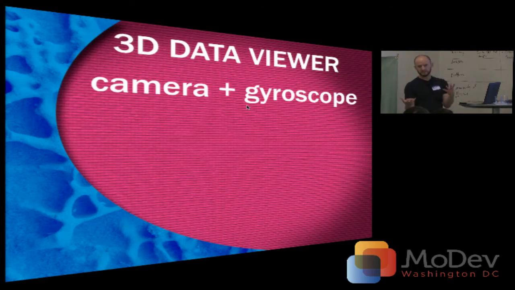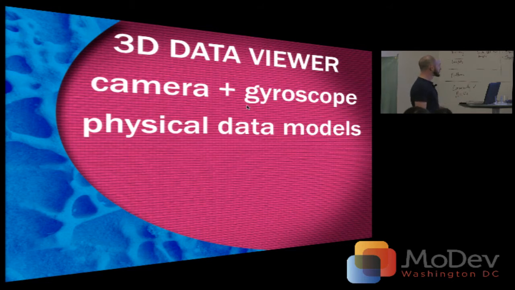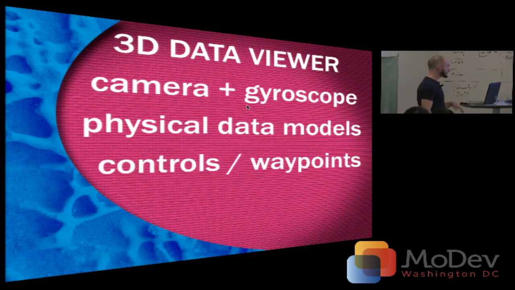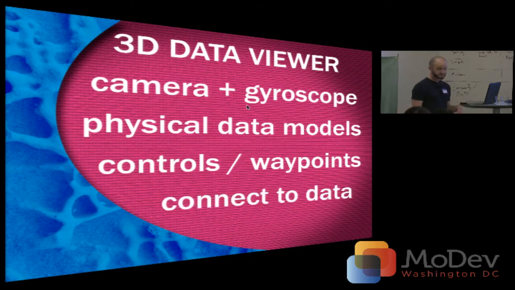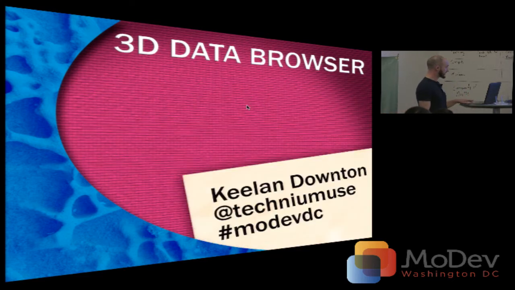The basic components to build this: I took the camera from the Unity 3D environment and attached it to a gyroscope with a script. Then I dropped in a couple physical models that I obtained from the3dmodels.com. It's a great source for that. I connected the environment with some controls and waypoints that you could access through a GUI on the phone and tap your way around as well as adjust the gyroscope. And then I connected it to the Twitter API to impact the environment.